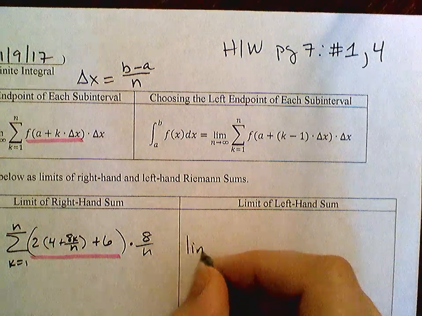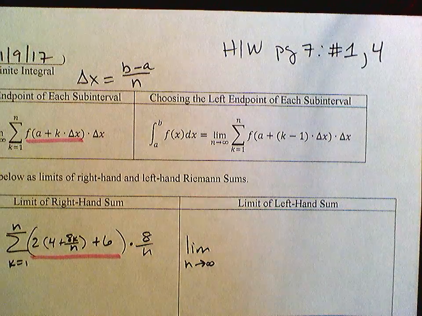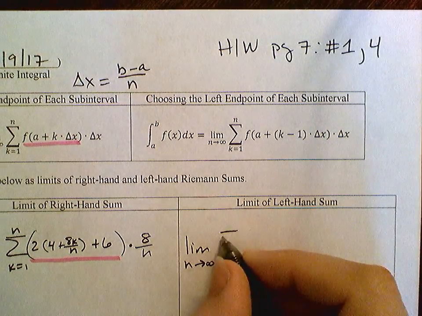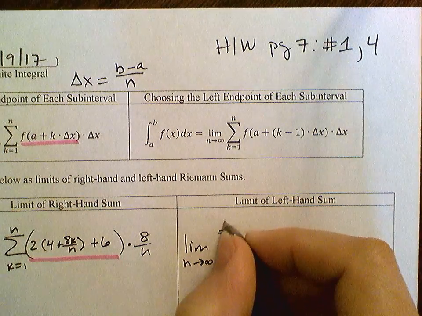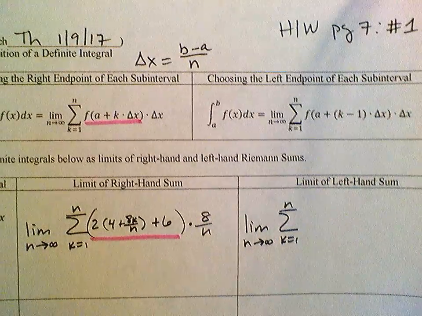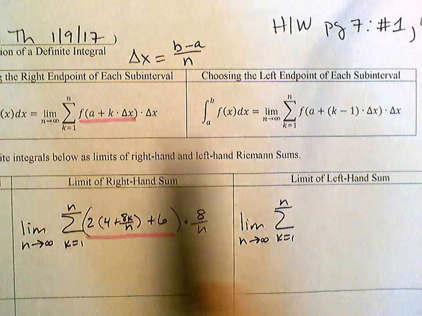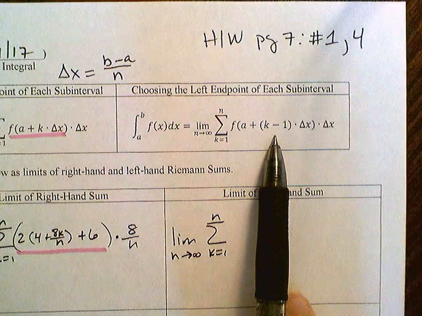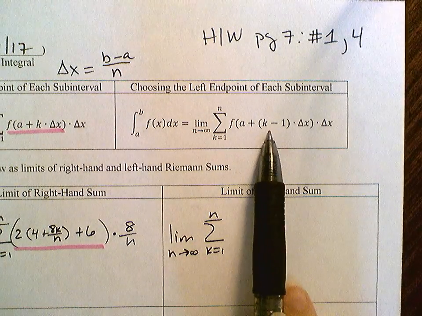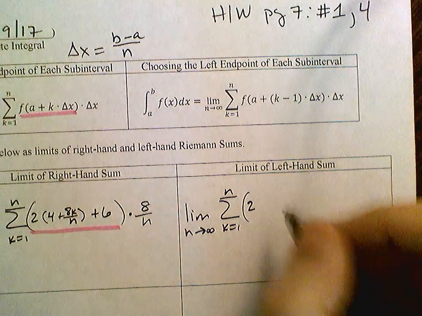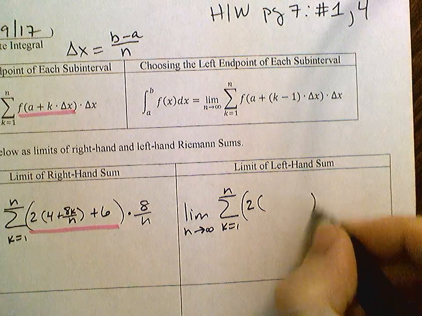So I'm going to have the limit as n approaches infinity, so the number of rectangles under the curve is approaching infinity, which will end up giving us the exact area. And then summation, k equals 1 up to n. Okay, so I'm going to do this just like before. The only difference between these two definitions of a definite integral is that instead of k, you have k minus 1. Because this is for the right endpoint, the left endpoint would be to the left by 1, so k minus 1. And then we're doing the same exact function, 2, and I'll leave a blank for my input.